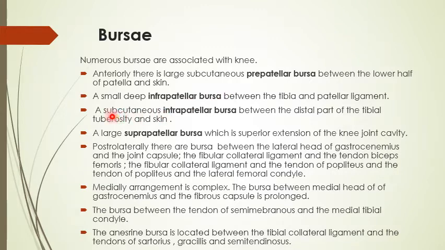The third bursa is the subcutaneous infrapatellar bursa between the distal end of the tibial tuberosity and skin. So to avoid the friction rub of the ligamentum patelli with the tuberosity, this is the infrapatellar bursa. Next, number 4 is the large suprapatellar bursa, which is a superior extension of the knee joint cavity.